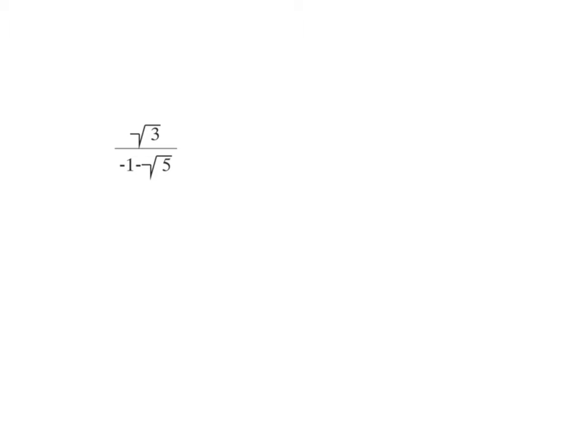Remember that we cannot have a radical in the denominator. So we need to rationalize the denominator. In this case, since it's a binomial, we're going to need a conjugate.